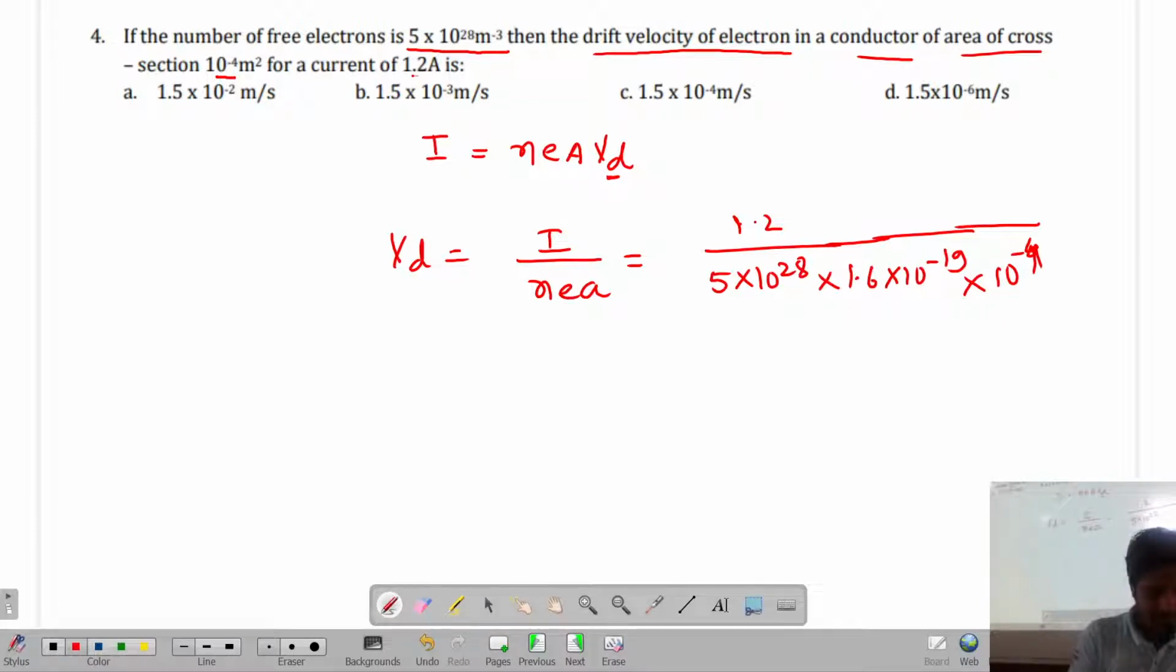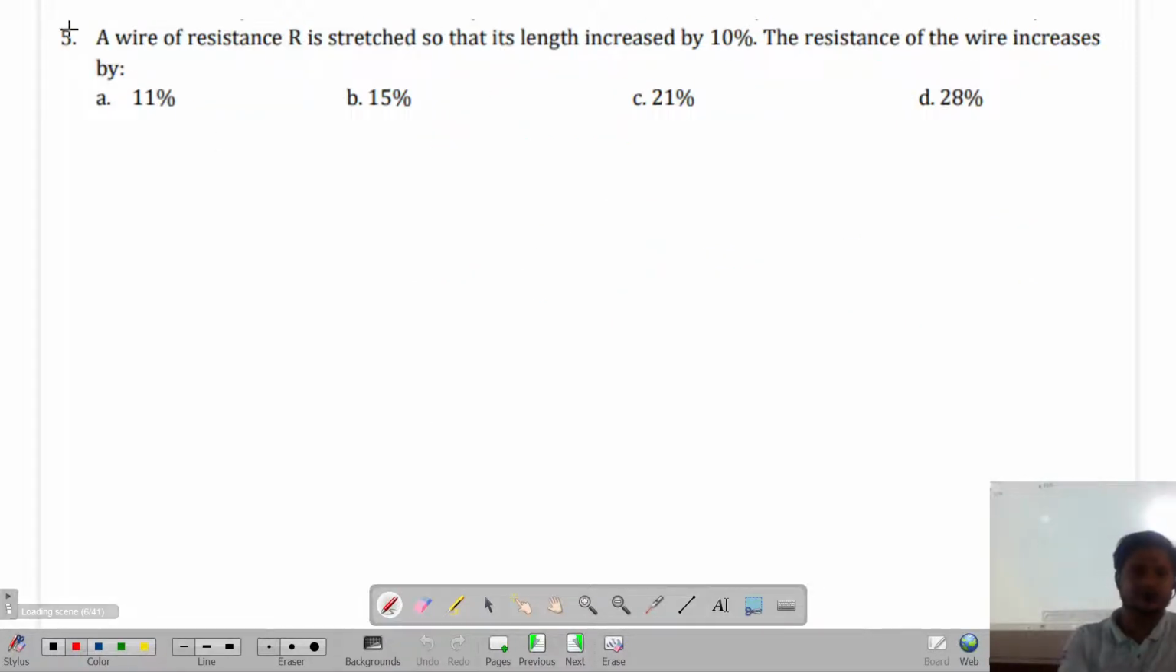The answer of this question, question number 4, is option D, 1.5 into 10 to the power of minus 6. Question number 4, option D. Good or not? Can I move to next question? Question number 5.